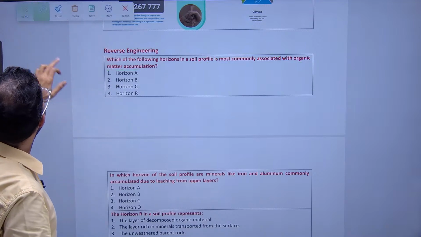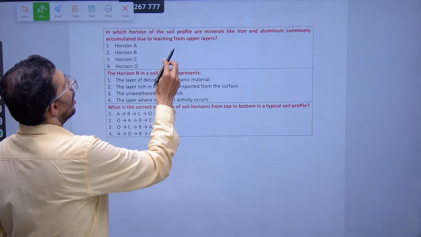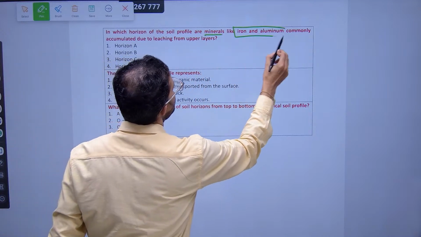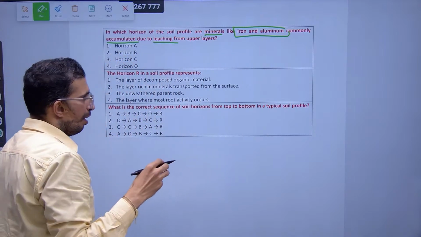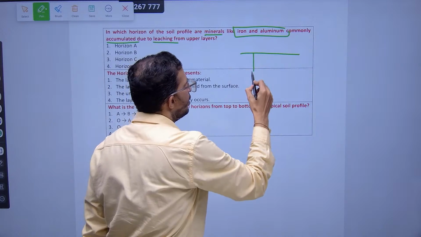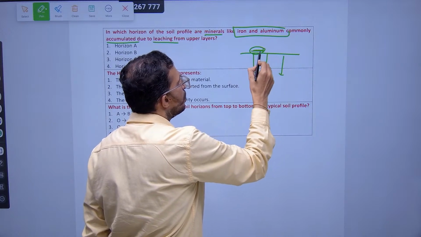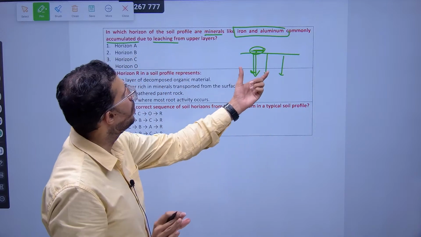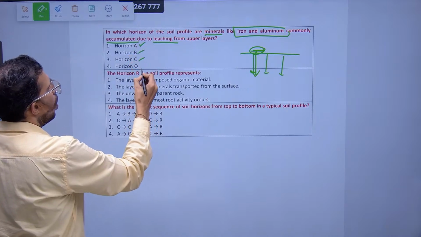Then next, in which horizon are the minerals like iron and aluminum commonly accumulated due to the leaching? Like this is a soil and this is a leaching process, taking the surface particles to the depth level. That is the concept, in simple terms, the leaching process. Which one? The horizon A, B, C or O?